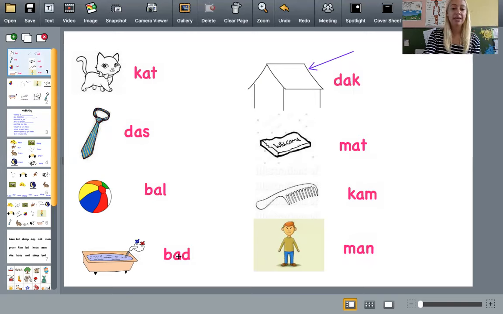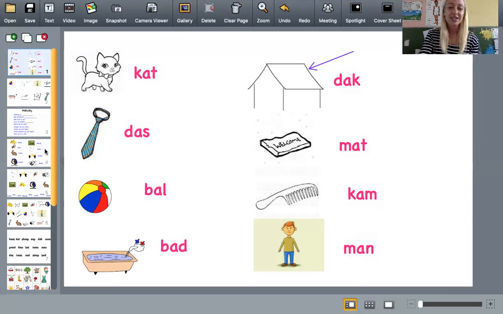And then we had bad, b, a, d. Then we had the kam, I think it was, k, a, m, kam. Then we had kat, k, a, t, kat. And the last one we wrote down was das, d, a, s, das. I hope you spelled all 8 of these words correctly. If you got some wrong, not to worry. We will keep practicing these. Even when we're back in class, we're going to go over them again. So don't worry. This was just for practice to see how much you remembered from the last video.